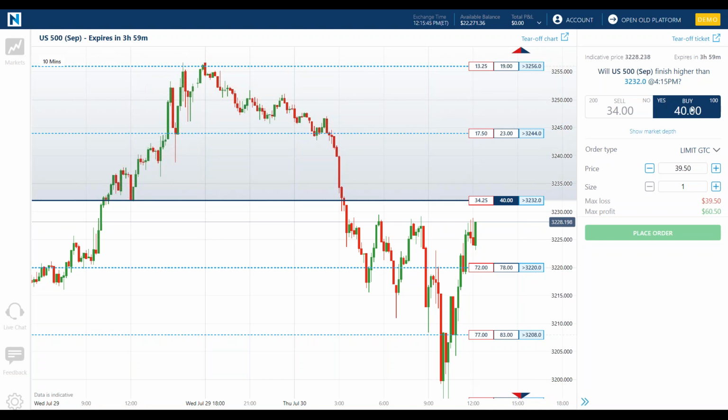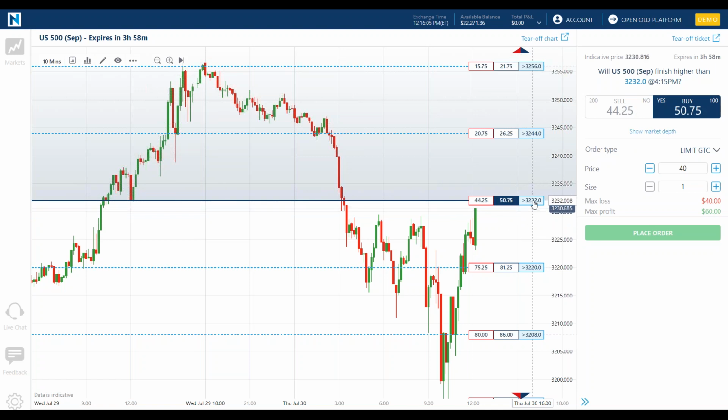Yes or no? And if I were to buy, all right, let's just say let's put 40 in here as a price. I am actually buying essentially a probability. The market is telling me there's roughly a 40% chance that the market will settle higher than 32.32.